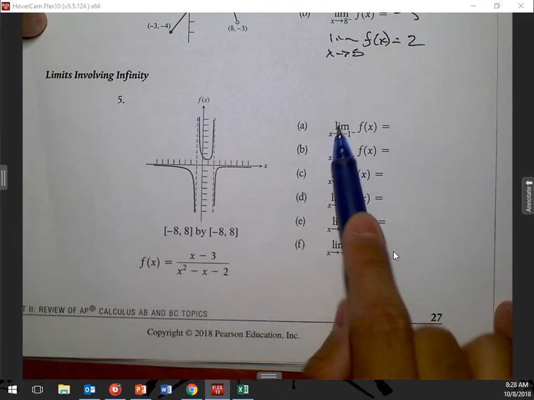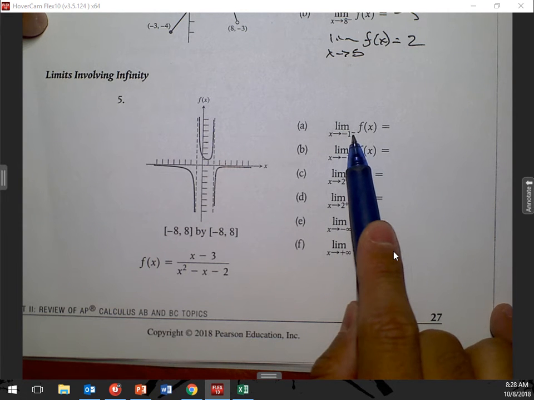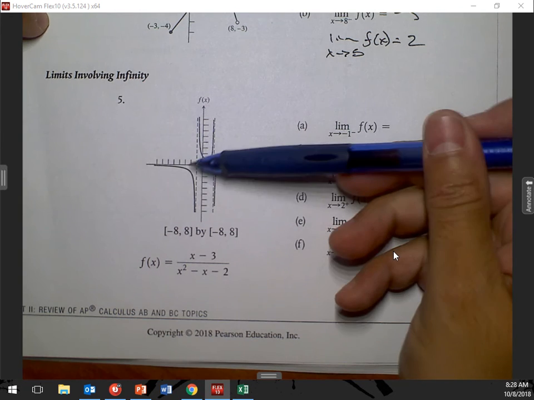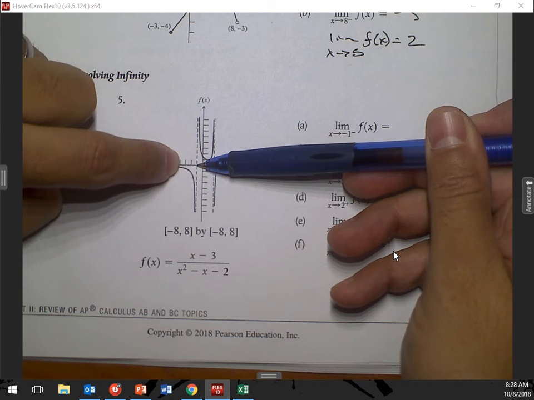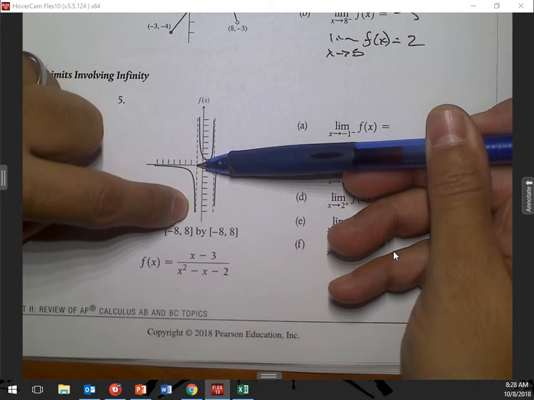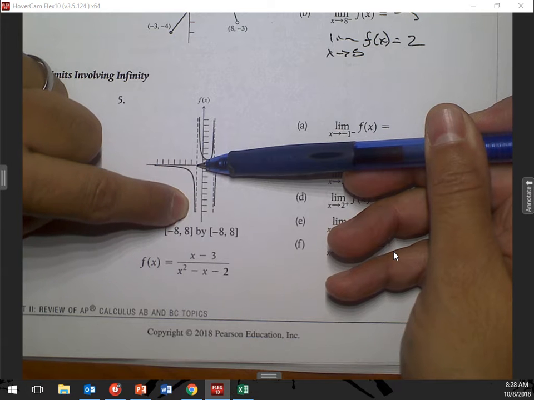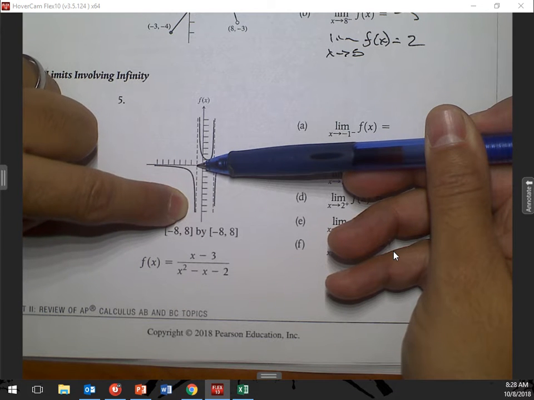Now the limit as x approaches -1 from the left-hand side. Here's -1, left-hand side right here. I'm following it from the left, and this one's going down, and it's going down to that asymptote. We know an asymptote is the MC Hammer of math, right? Because can't touch this.